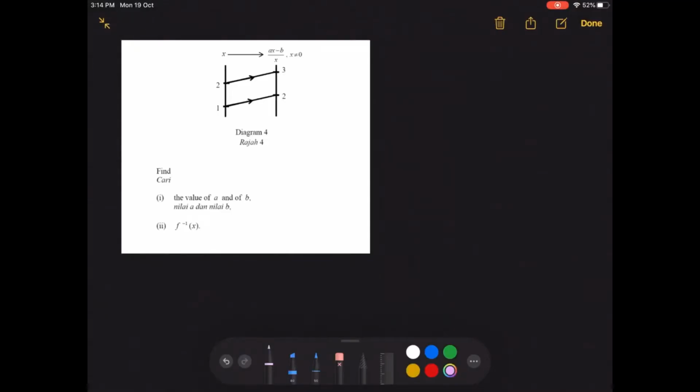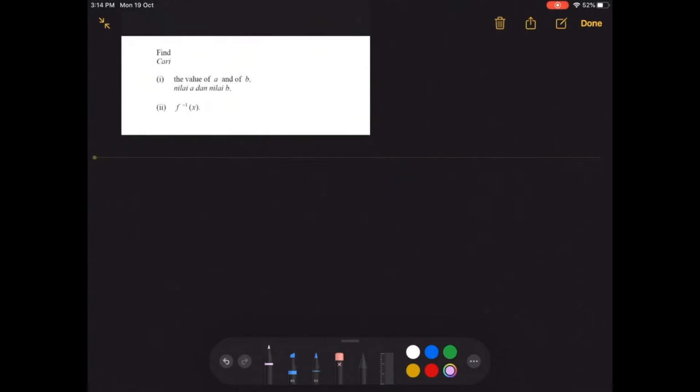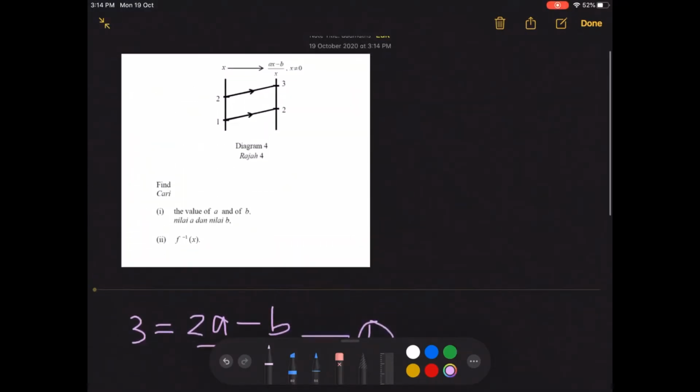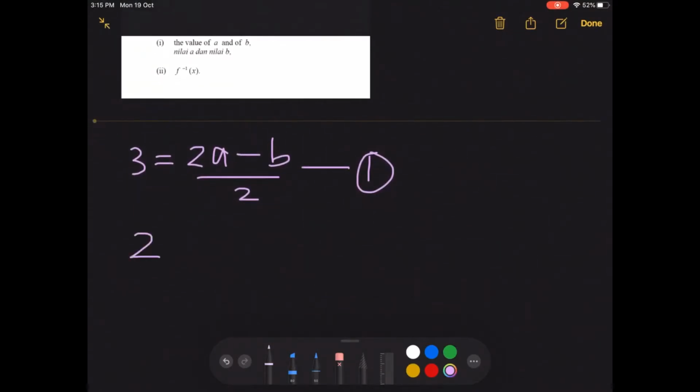So for the first question, find the value of a and b. Just substitute the value of x into f(x). So 3 equals (2a - b)/2. So that is the first equation. Then for the second equation, just do the same. So 2 equals (a - b)/1. That's the second equation.